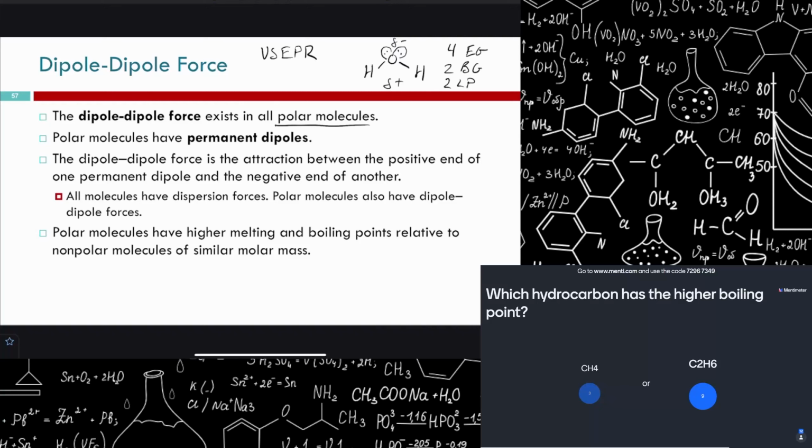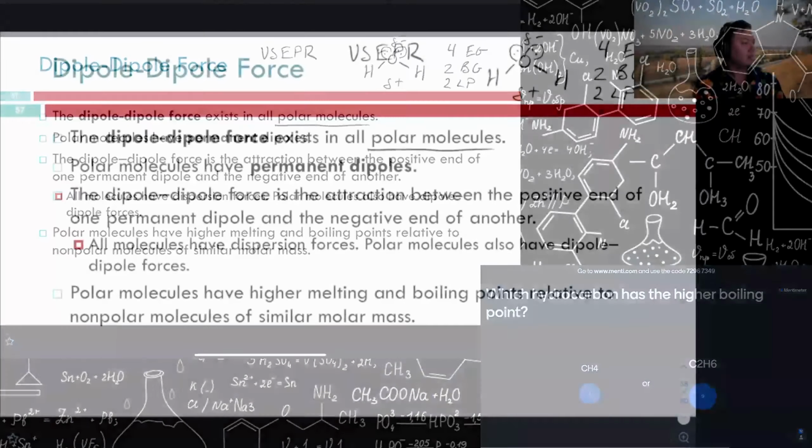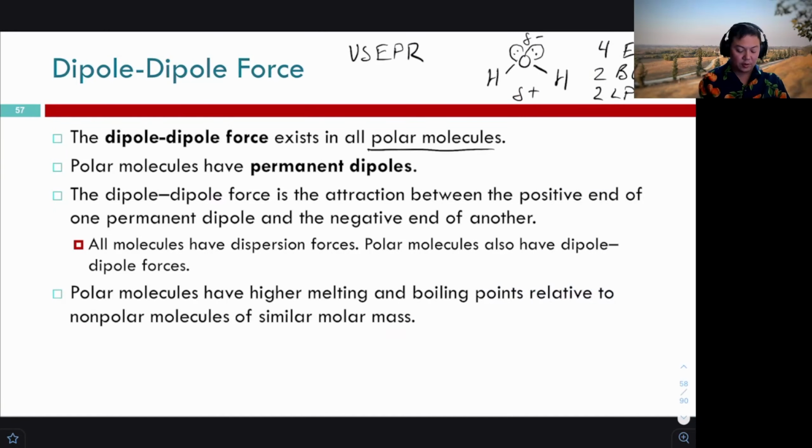So in our dispersion forces, those molecules had temporary dipoles. These polar molecules have permanent dipoles. So on water, that's always slightly positive on one side and always slightly negative on the other side. So like magnets, they'll stick together, positive to negative, positive to negative.